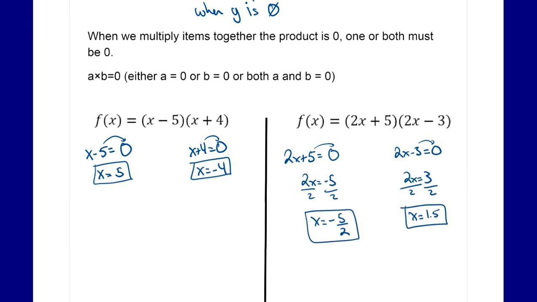So that tells us that our two x-intercepts are going to be at 1.5 and negative 5 over 2, or negative 2.5. Again, it's a nice decimal, so feel free to use a decimal if you'd like. You don't have to leave it as a fraction.